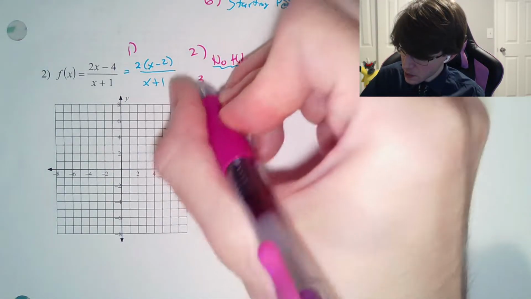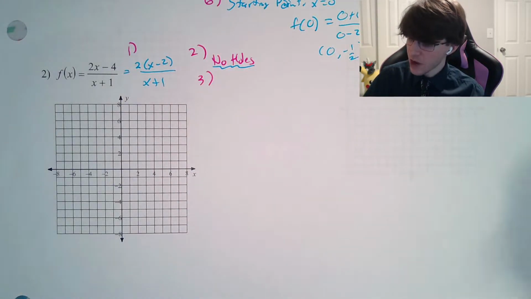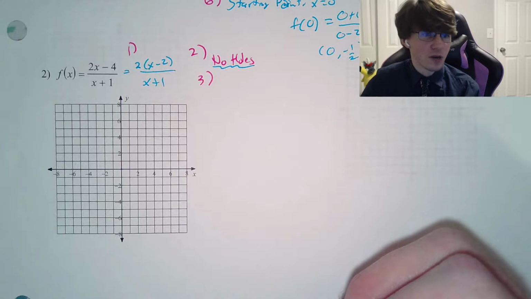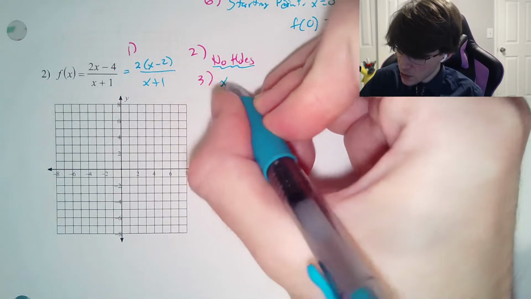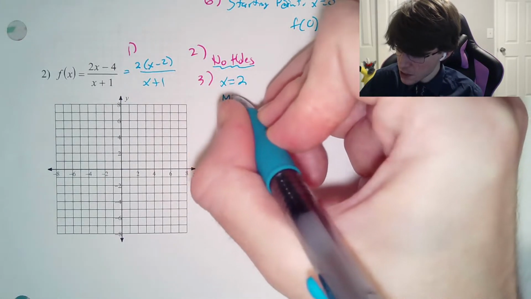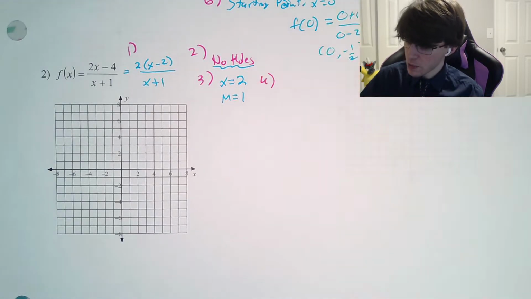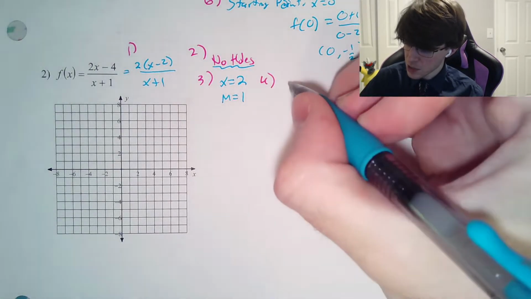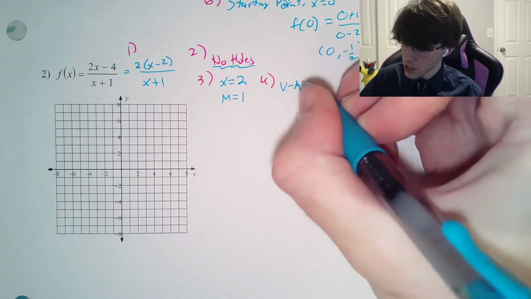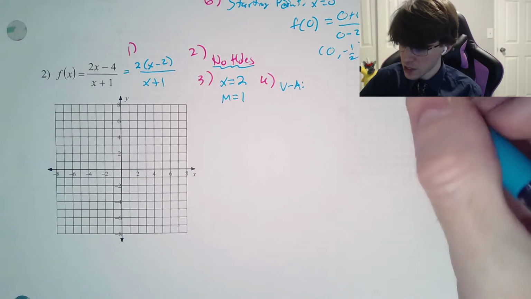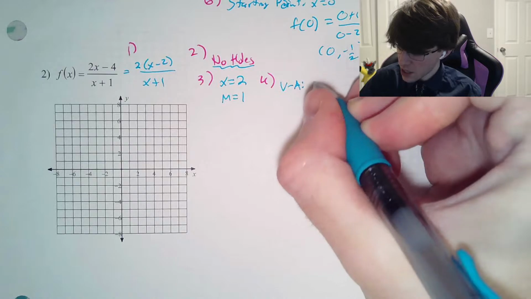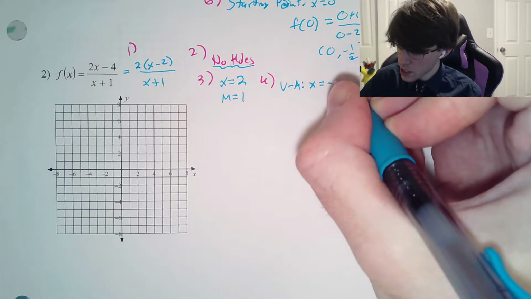All right, step number 3. Step number 3 is finding the zeros. You're setting that numerator equal to 0. In this case, we simply have x equal to 2 with a multiplicity of 1. After that, we're on to step number 4. Step number 4 is finding those vertical asymptotes. The vertical asymptote is when the denominator equals 0 after you've canceled out the holes. So you're going to have x is equal to -1.